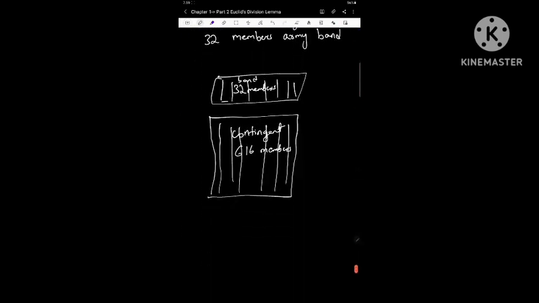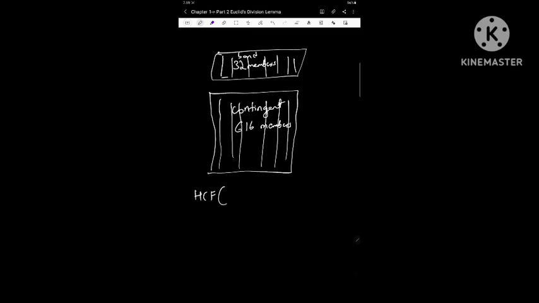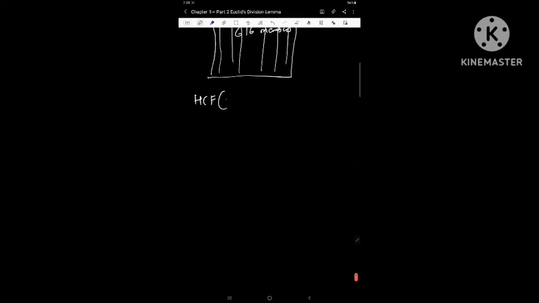If you want to find the maximum, then we have to find the HCF. HCF of what? HCF of army contingent and army band, that is 616 and 32. So let's start the long division method. 32 and 616.